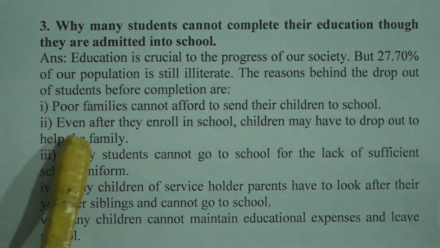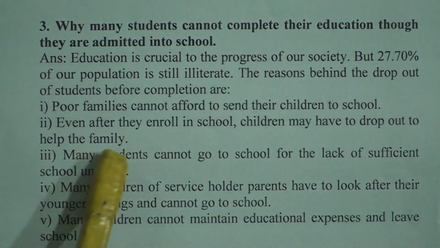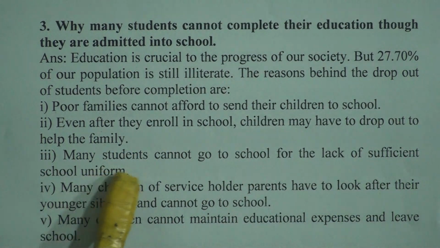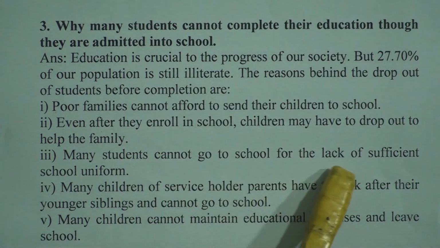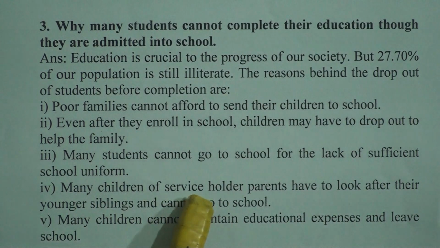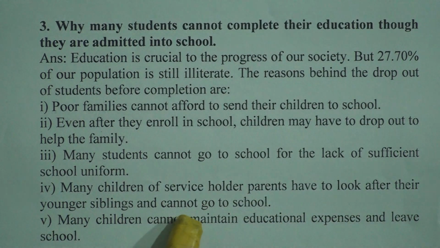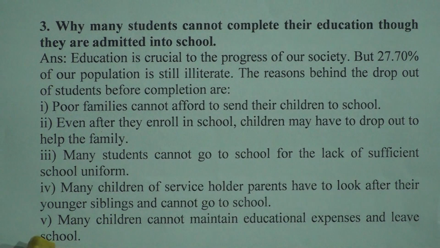Number 2, even after they enroll in school, children may have to drop out to help the family. Number 3, many students cannot go to school for the lack of sufficient school uniform. Number 4, many children of service holder parents have to look after their younger siblings and cannot go to school. Sibling means brother or sister. Number 5, many children cannot maintain educational expenses and leave school.